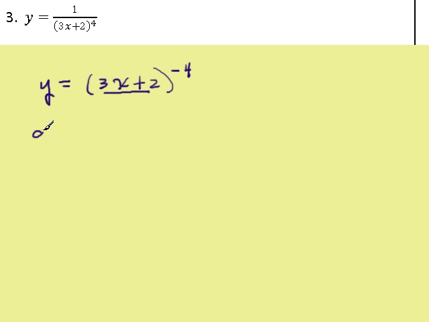Alright, so let's keep that phrase in mind. The derivative of the outside, we would just bring down the minus 4, subtract 1 from the exponent, minus 4 minus 1 is minus 5, and copy the inside exactly as is. And now we multiply by the derivative of the inside, and that's just 3.